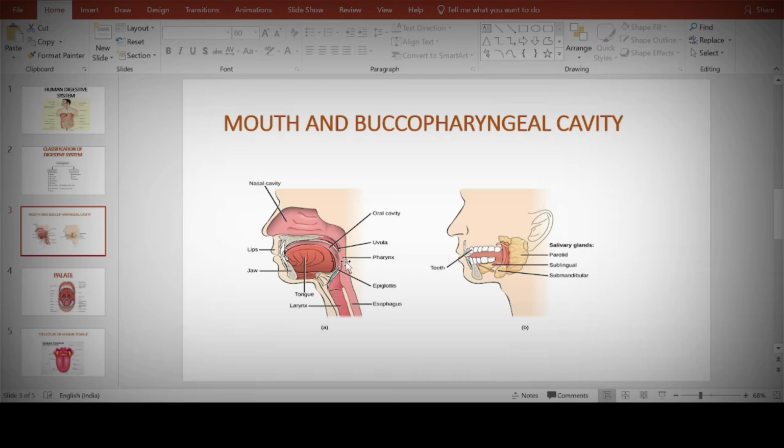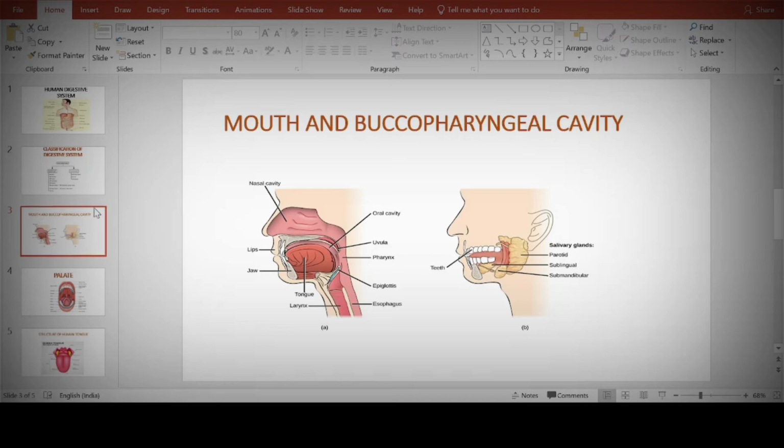Pharynx, as the name says, basically acts as a common path. Okay, I hope you all are getting my point. This pharynx basically forms a common path for both food and air.